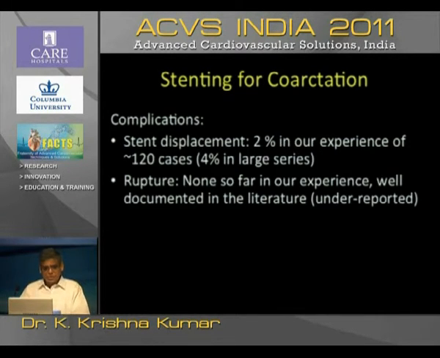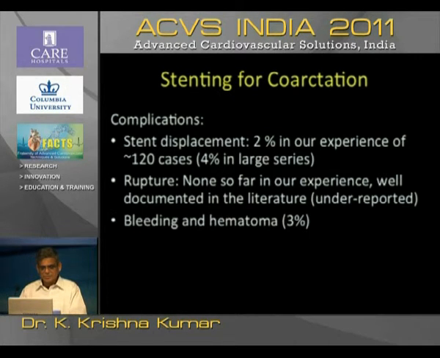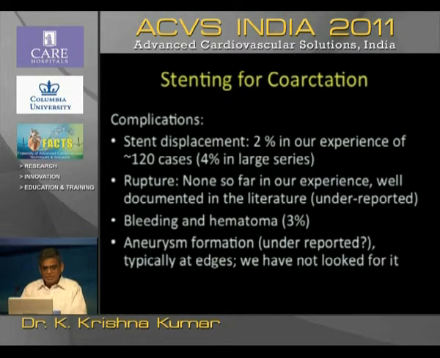The rupture we haven't had, but it's well documented in literature, and you need to distinguish between coarctation and middle aortic syndrome, which is in association with neurofibromatosis or occasional cases with Williams syndrome or aortoarteritis. There, the aorta is far more vulnerable. It looks superficially like coarctation, but it can rupture. Bleeding and hematoma, you've got to be very careful. And aneurysm formation, which is, I think, underreported. We, for example, haven't done adequate MRI or CT on follow-up.